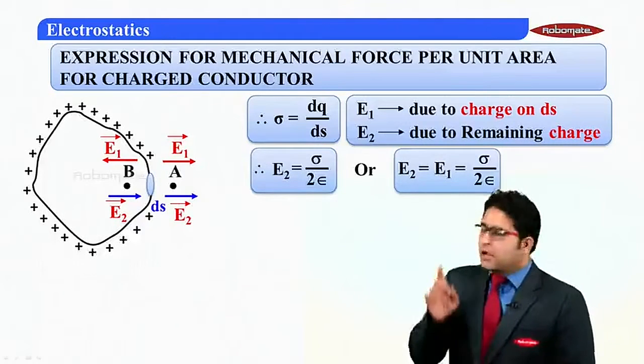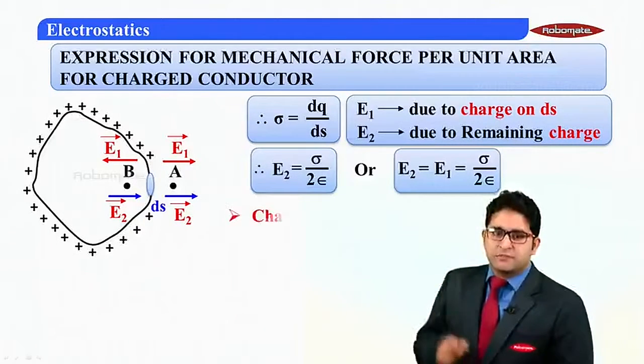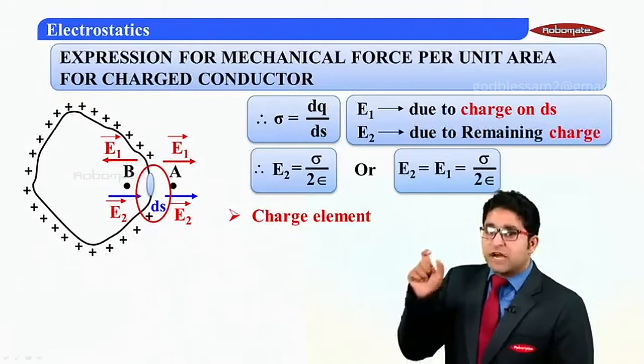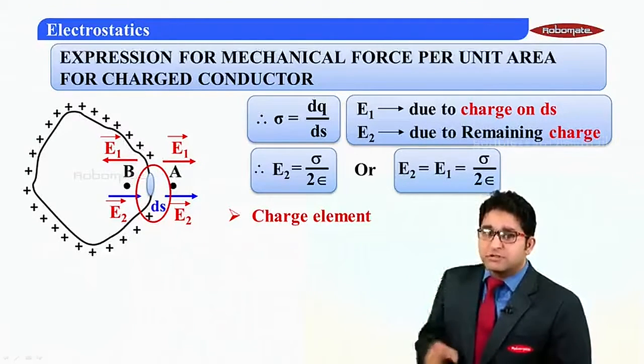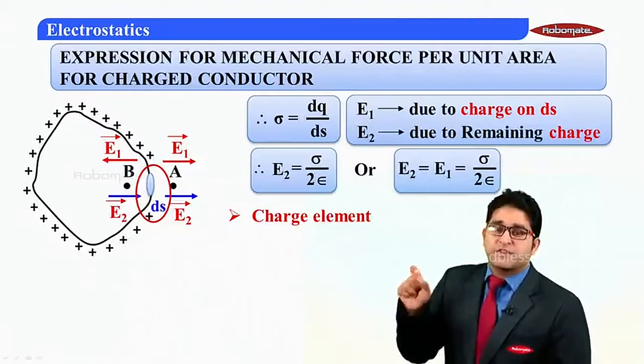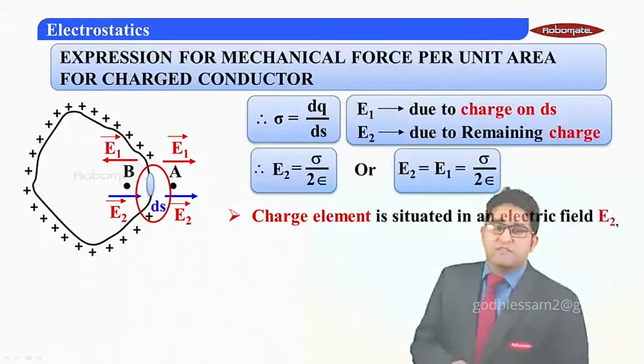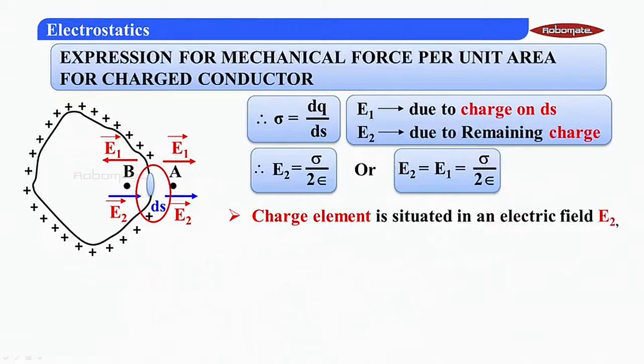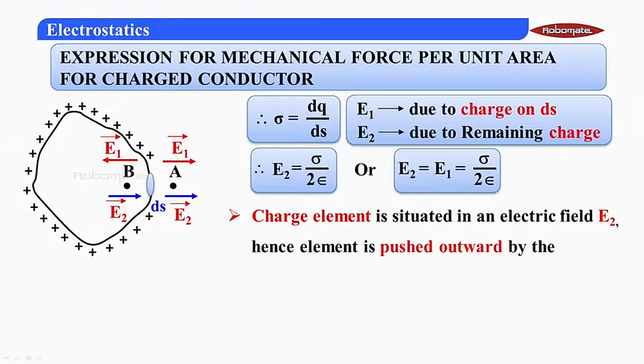Now students, see this elemental area ds, right? I can say there will be charge element, right? Elemental charge on this, and this elemental charge is present in electric field intensity E2, which is produced by the charge on the remaining area of the conductor. And this remaining charge will try to push this particular element in the outward direction, or I can say this element will experience the outward push.